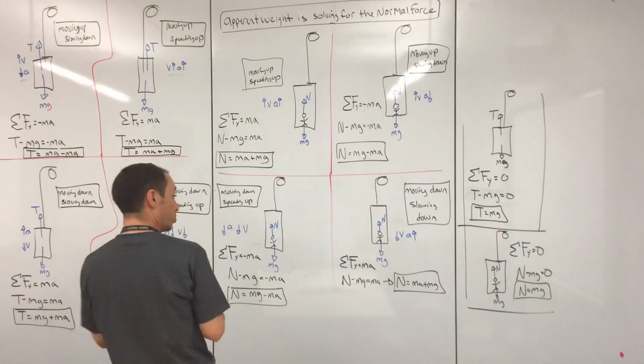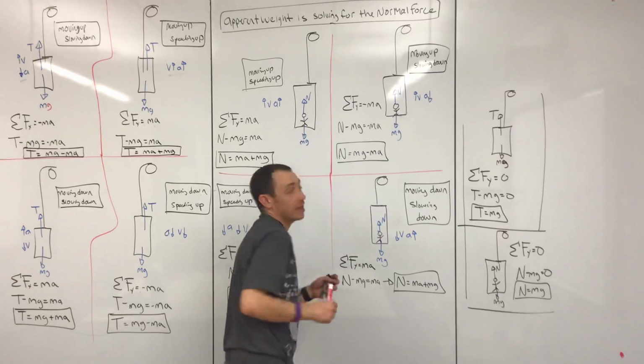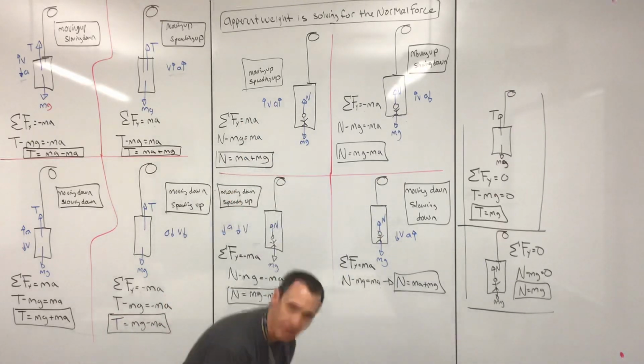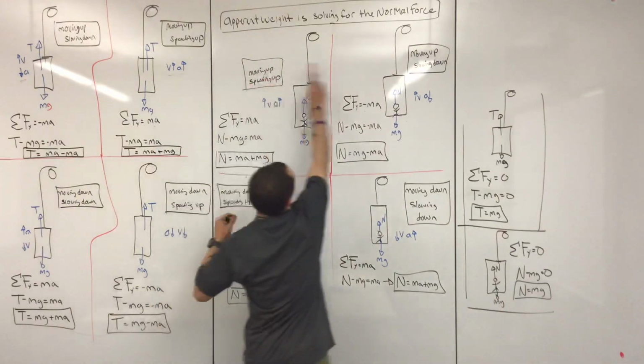Next thing we look at is we put people inside the elevator, and we kind of see how your weight changes. You ever been in an elevator and you move up and your weight changes, you move down, your weight changes? That's what we call apparent weight, okay?